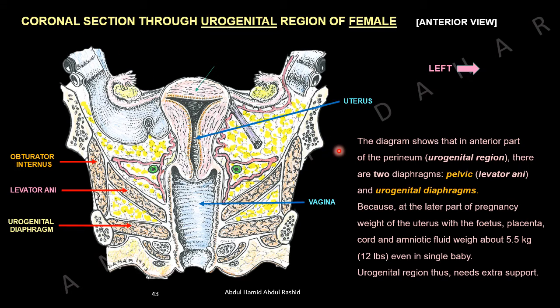The diagram shows that in the anterior part of the perineum, the urogenital region, there are two diaphragms: the pelvic diaphragm formed by levator ani, and the urogenital diaphragm. This is the pelvic diaphragm and this is the urogenital diaphragm. Because at the later part of pregnancy, the weight of the uterus with the fetus, placenta, cord and amniotic fluid is about 5.5 kg, about 12 pounds even in a single baby, the urogenital region needs extra support.